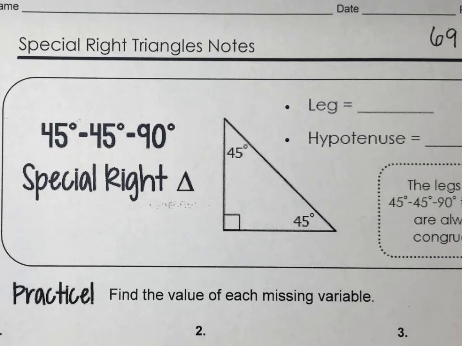This 45, 45, 90 triangle, by its sides, how would you classify it? Somebody say something smart, not something silly. It's a right triangle. What else is it?